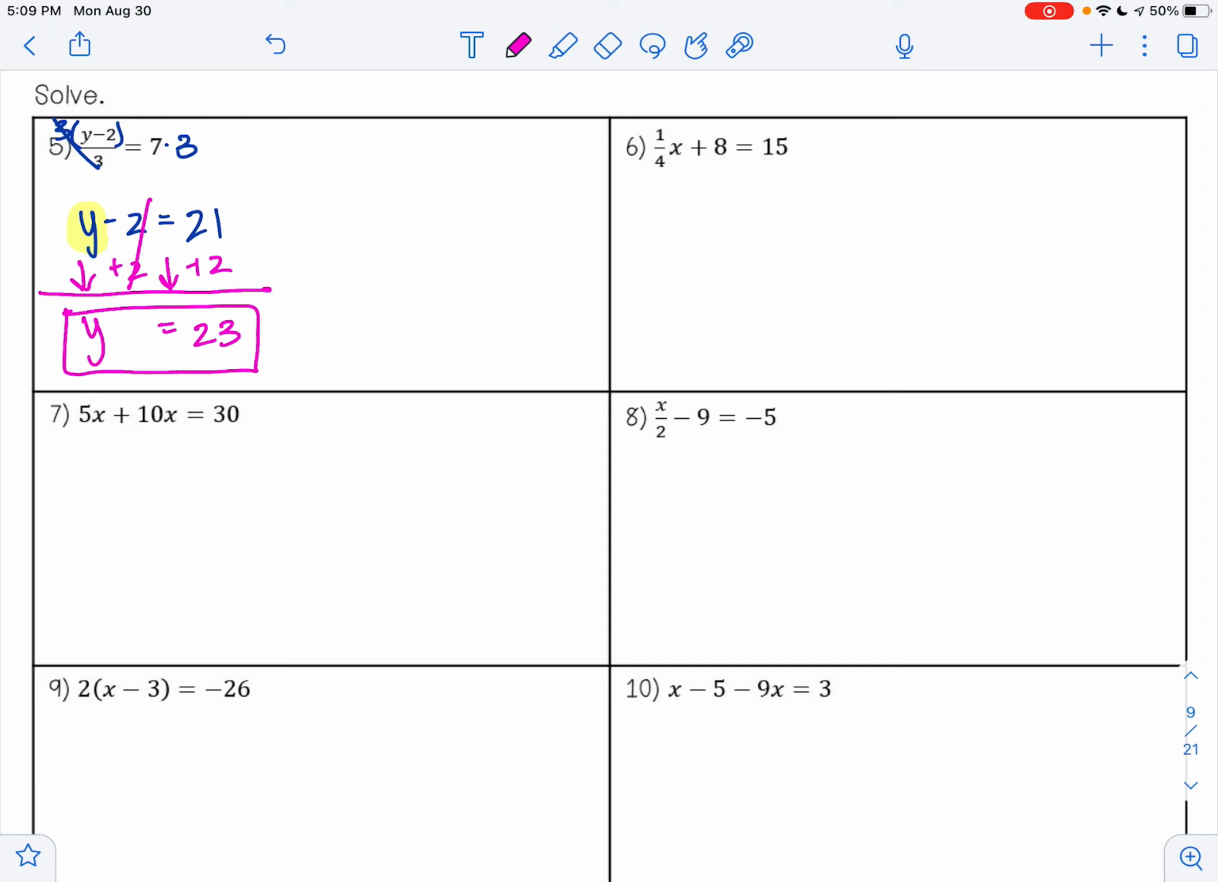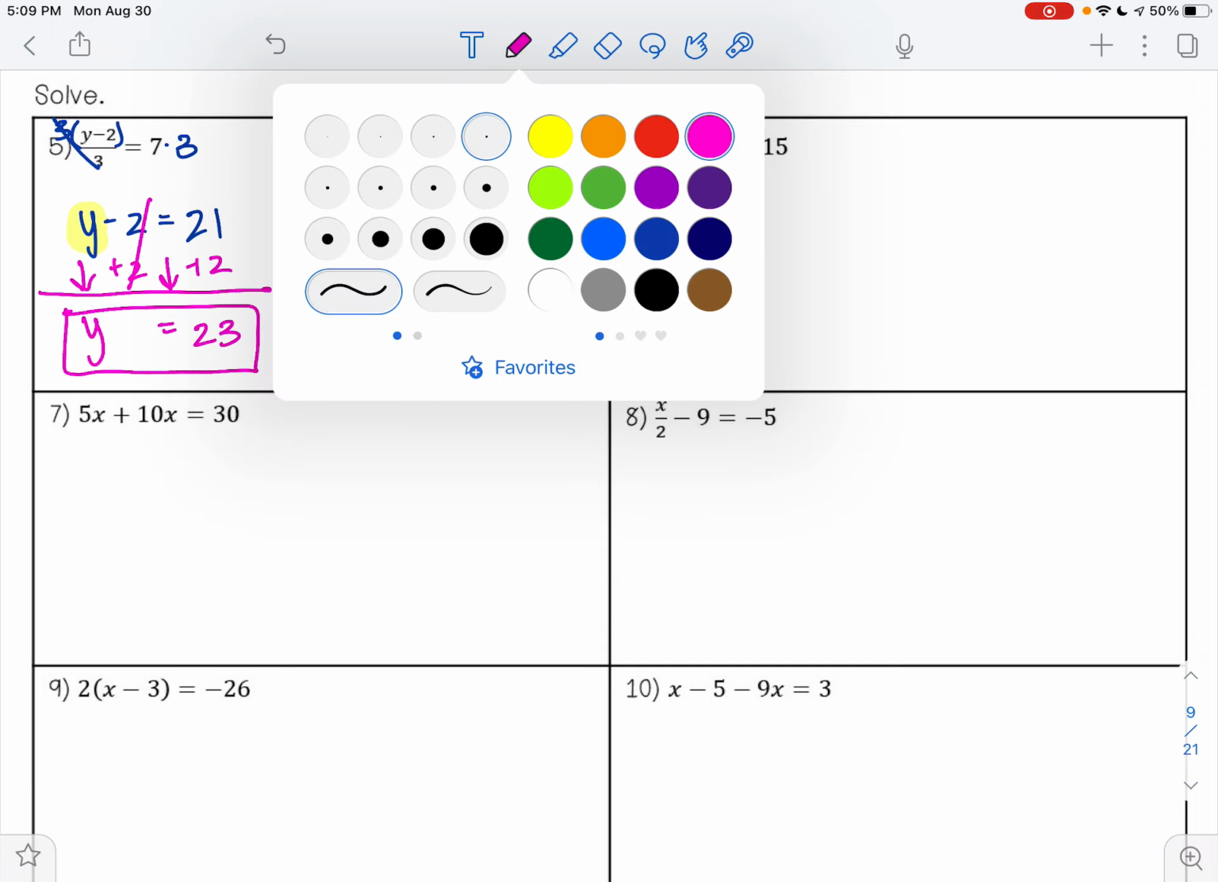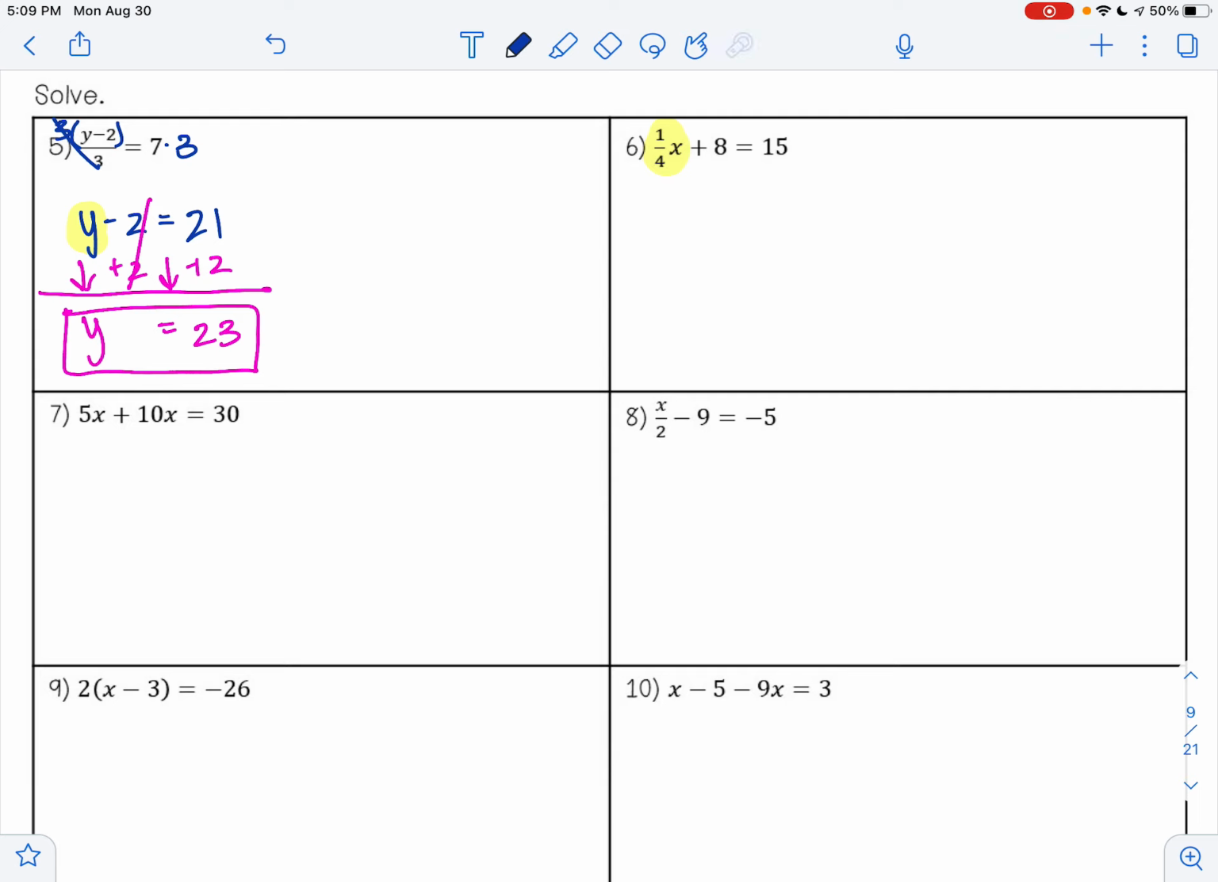On example 6, you want to get your term with the variable by itself. So right now I am adding 8 to 1/4 x. The opposite of addition is subtraction. So I am going to subtract 8 on both sides. So I'm going to bring down my 1/4 x. 8 minus 8 is 0. I'm going to bring down my equal sign. 15 minus 8 is 7.